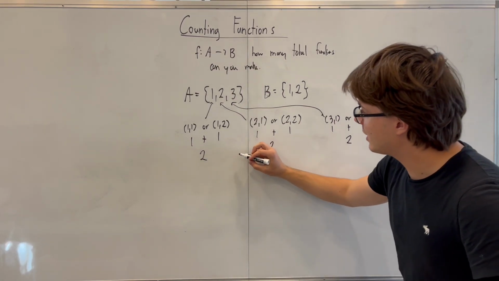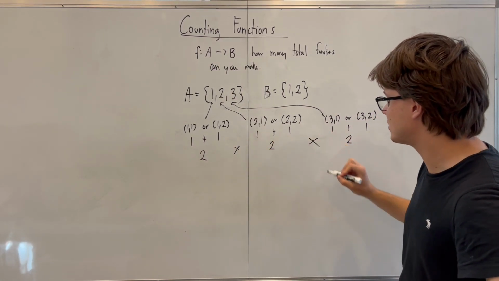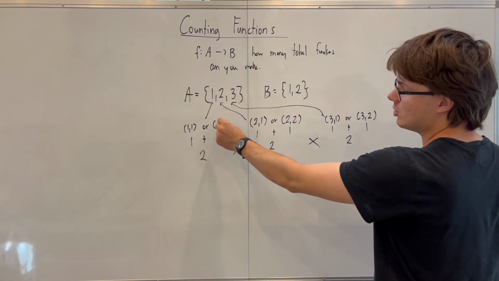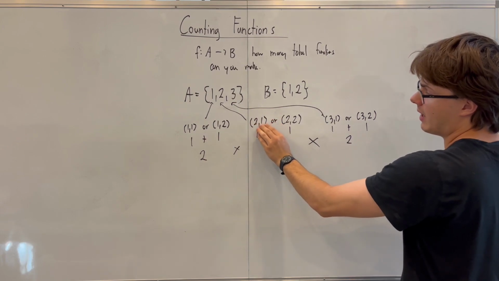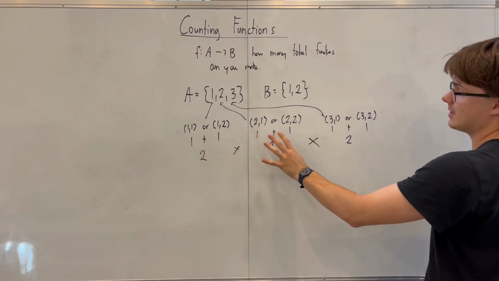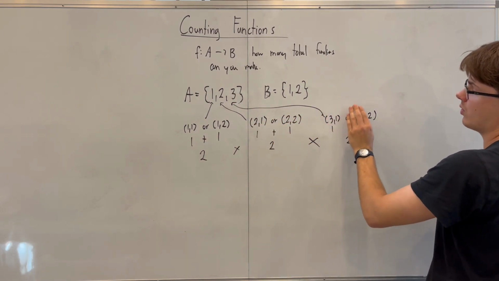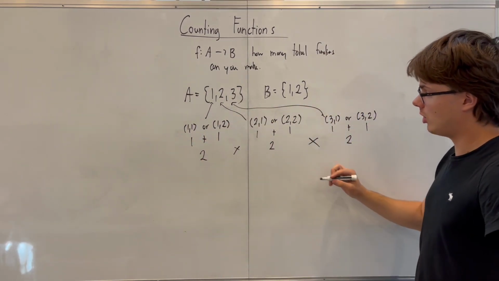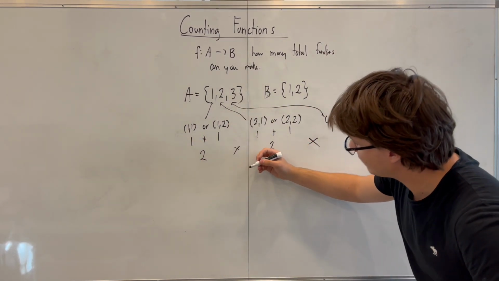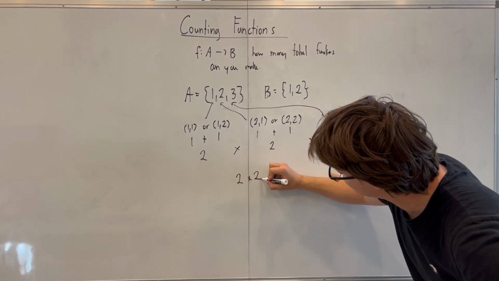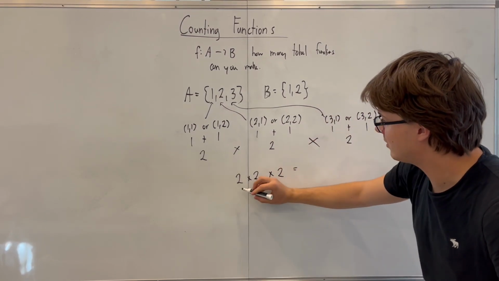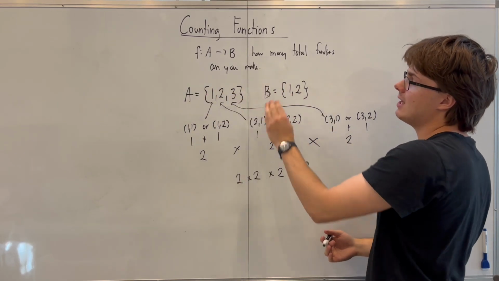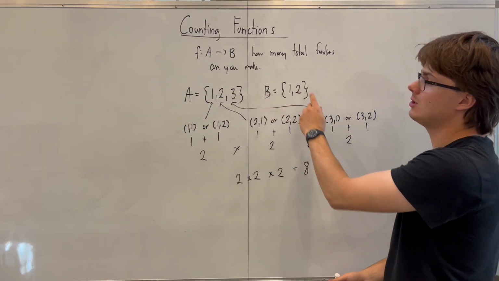And of course, from the previous example, we know that there's going to be a multiplication symbol between all of these, because whether we map 1 to 1 or 1 to 2 doesn't affect what 2 maps to, 1 or 2, and that does not affect whether 3 maps to 1 or 3 maps to 2. These are independent of each other. So it's a multiplication symbol. What do we find? Well, it's going to be 2 times 2 times 2, which is going to be 8. There's 8 possible functions you can create between these 2 sets from A to B.